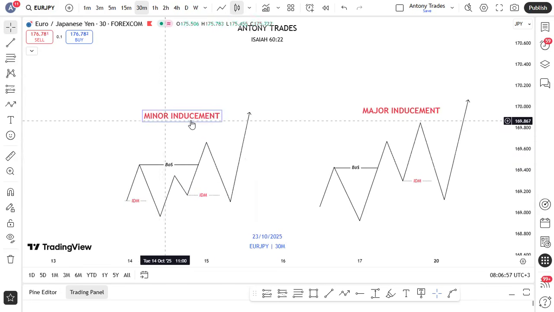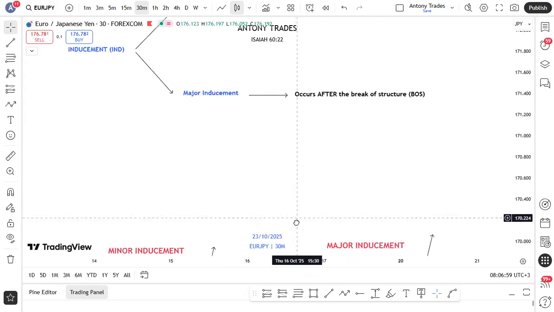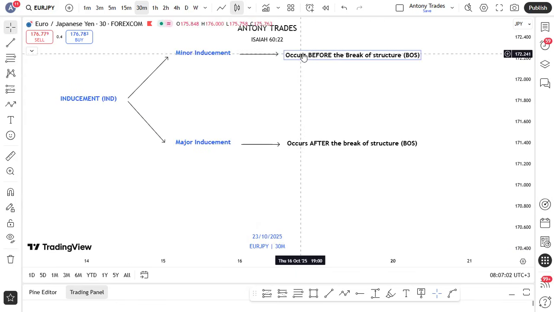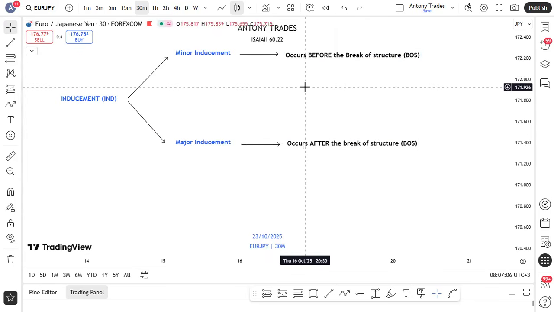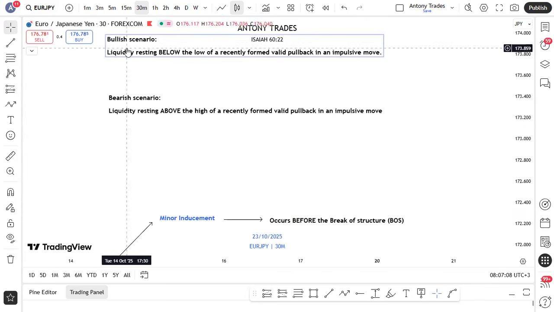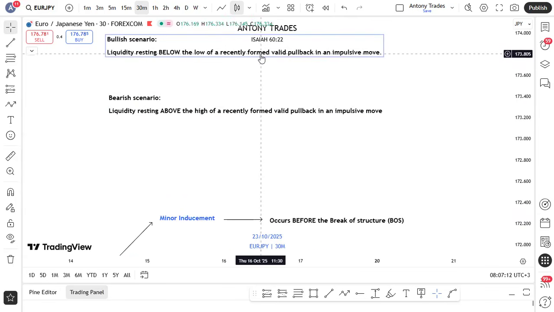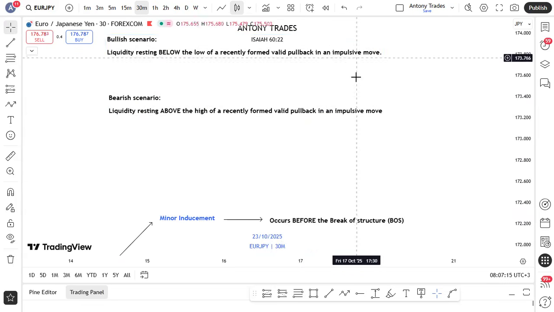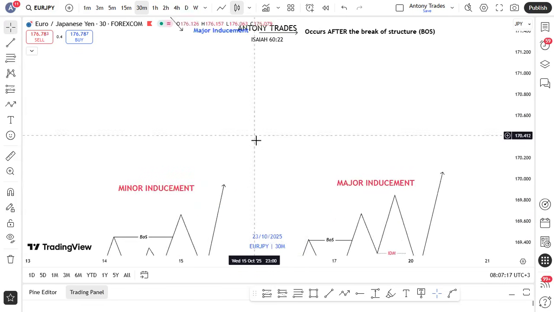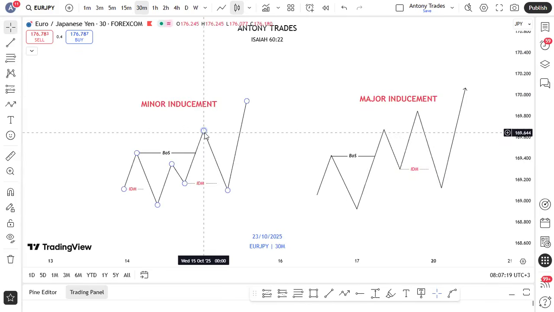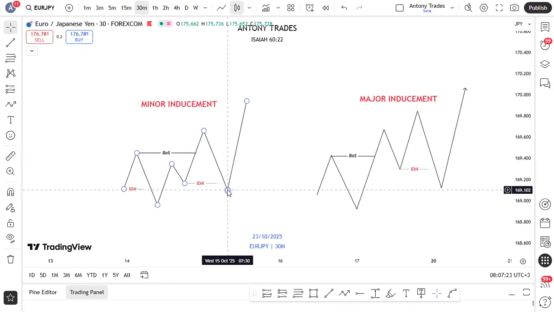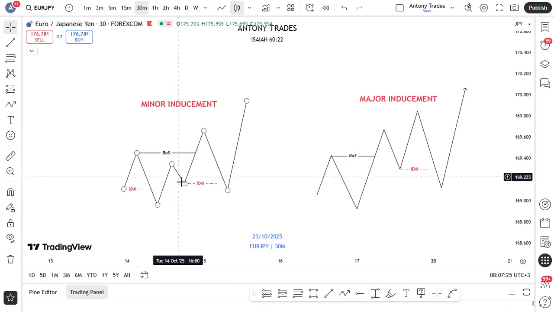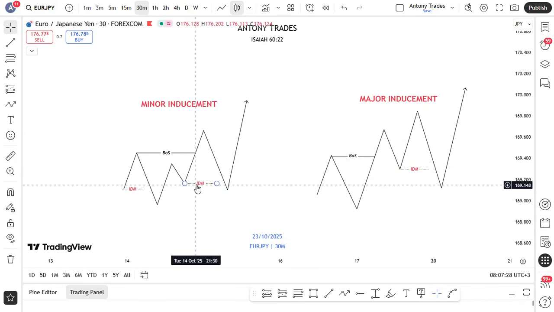Now, which one is a minor inducement? Remember, we have said here, a minor inducement occurs before the break of structure. So now I need to see, remember here we said what? It's a liquidity resting below the low of a recently formed valid pullback in an impulsive move. Now, which is a valid pullback here? Assuming this impulsive move to the downside is not there, which is the low that we are talking about? This is our low here.